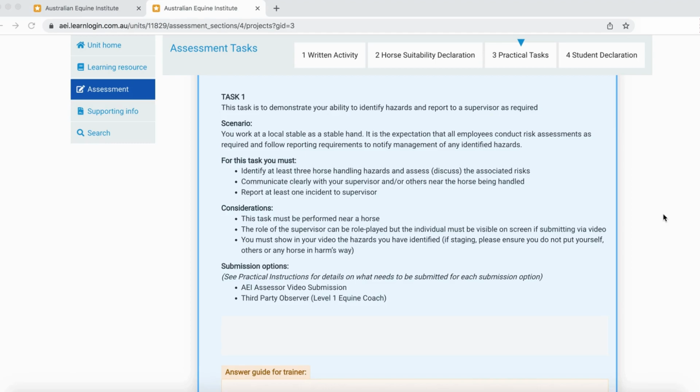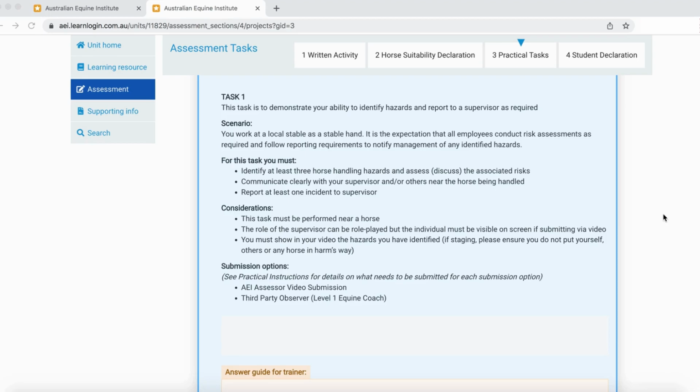So for our checklist, we're going to look at the "for this task you must." We're going to make sure that we're identifying at least 3 horse handling hazards and assess and discuss the associated risks. We're going to communicate this clearly with a supervisor and others near the horse being handled. And we're going to report at least 1 incident to the supervisor.